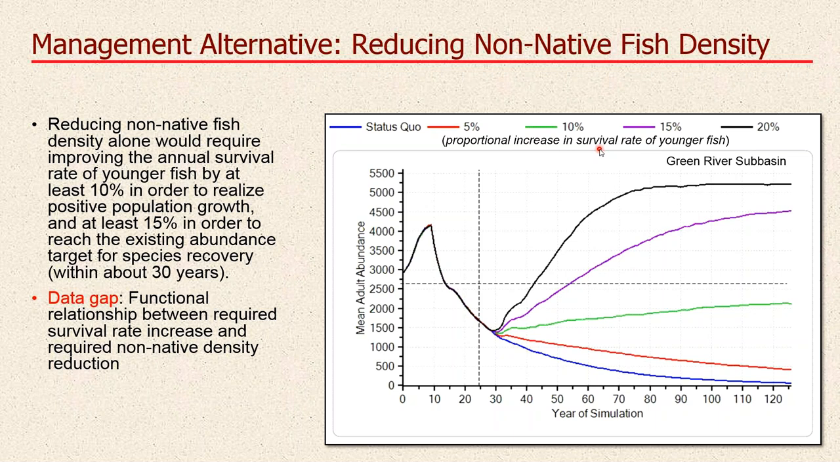That really pointed out to the managers the importance of gathering more information, either from other river systems, other species assemblages, or from expert opinion and expert judgment, to get additional information on this functional relationship in the future. That would improve our estimates of the amount of non-native fish removal required to achieve a more positive population outcome. So this is another example of these models being helpful to a degree, but also limited in their precision around making specific management recommendations, based on a lack of understanding of different functional relationships within the biological system.